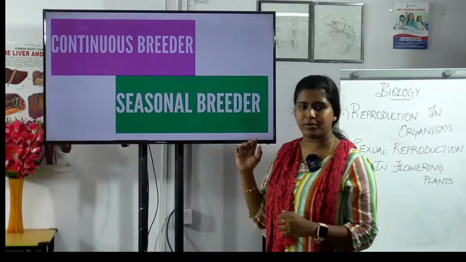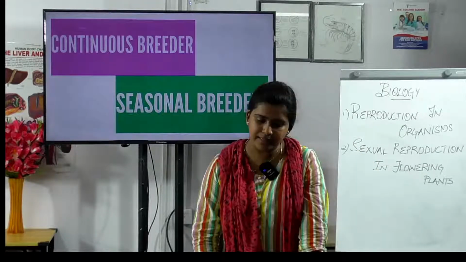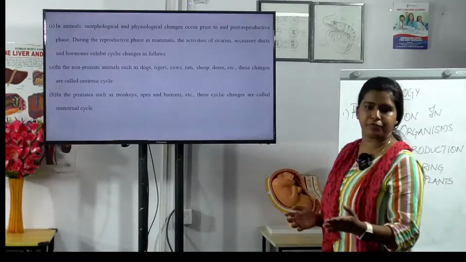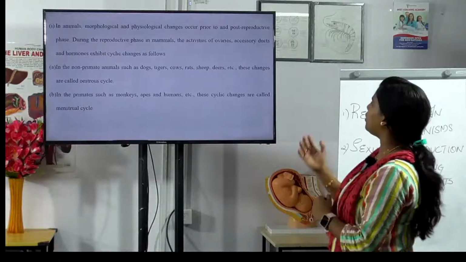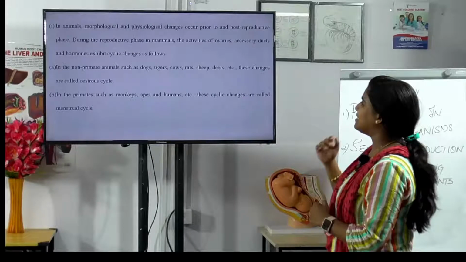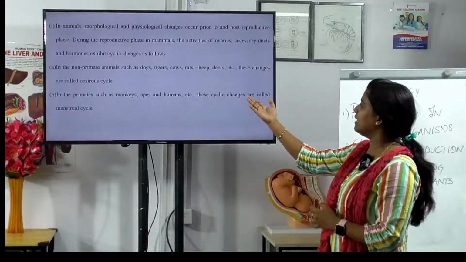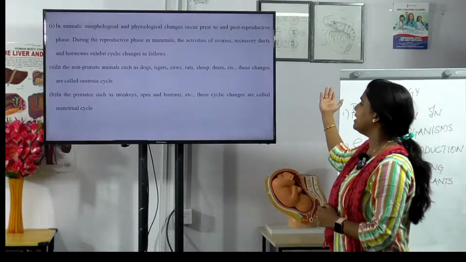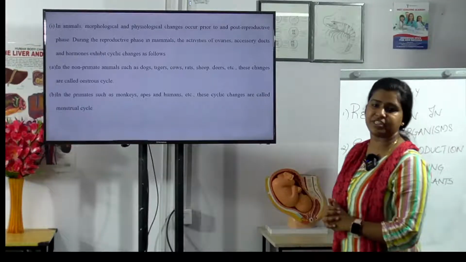In animals, morphological and physiological changes occur prior to and after the reproductive phase. During this phase, the activities of the ovaries, accessory ducts and hormones exhibit cyclic changes. In non-primate animals such as dogs, tigers and cows, these changes are called the oestrous cycle, whereas in monkeys, apes and humans, this is called the menstrual cycle.